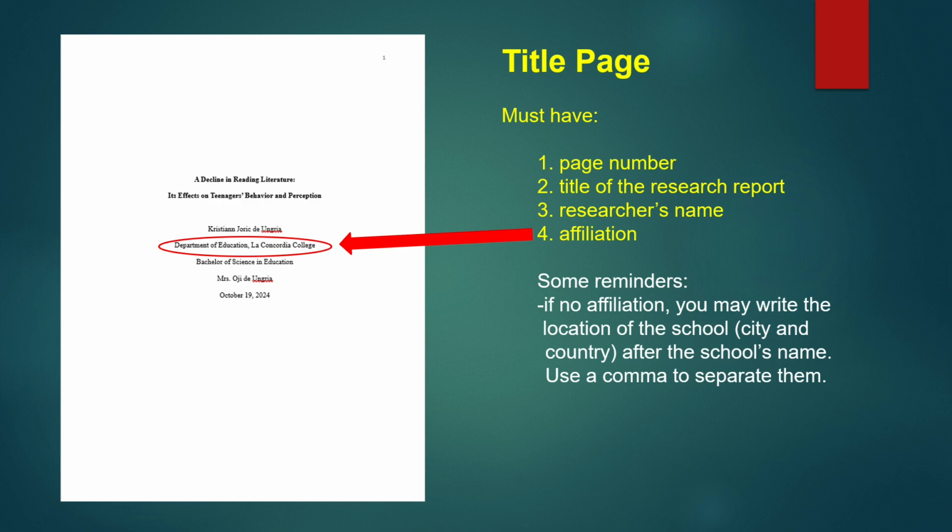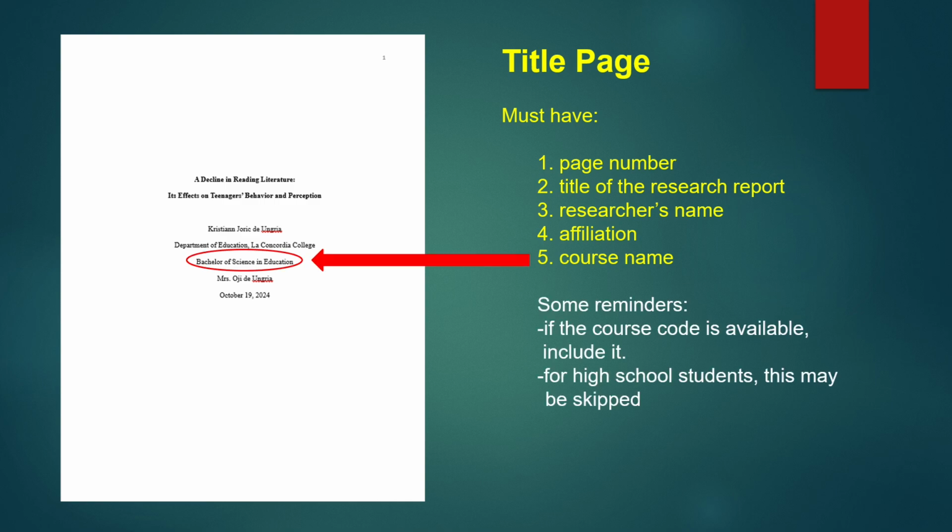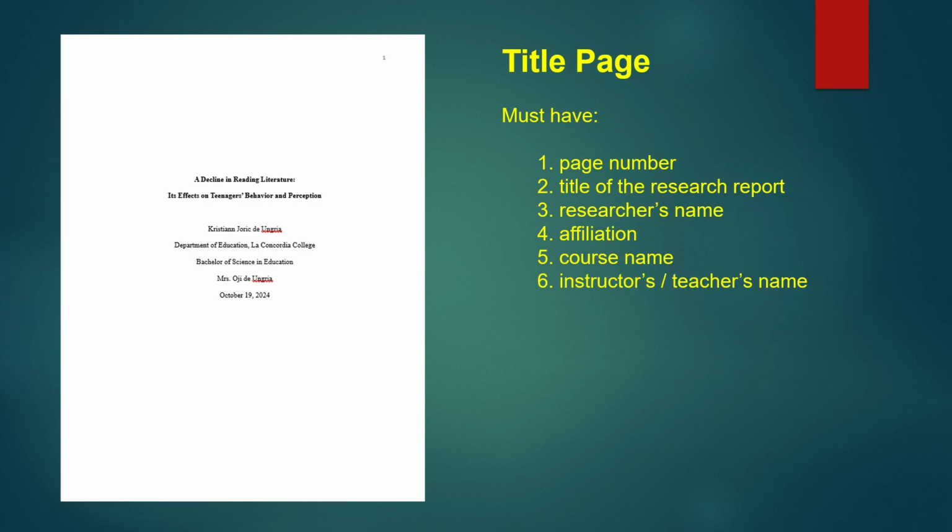After the affiliation, comes your course name. If the course code is available, include it. Now for high school students, this part may be skipped or omitted. No need to leave an empty space like the one you did with the title and the byline. Instead, it would be followed by the instructor's or teacher's name.